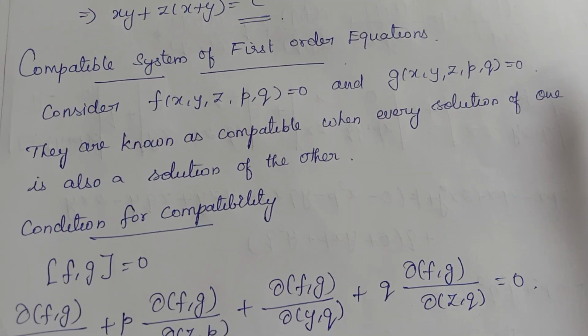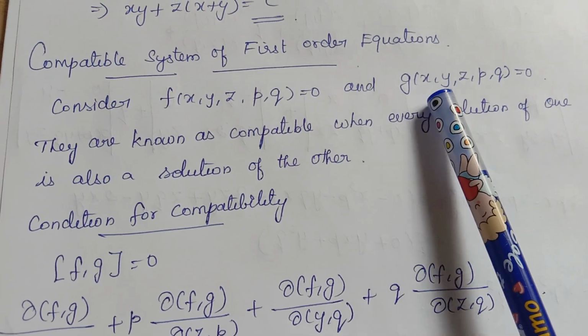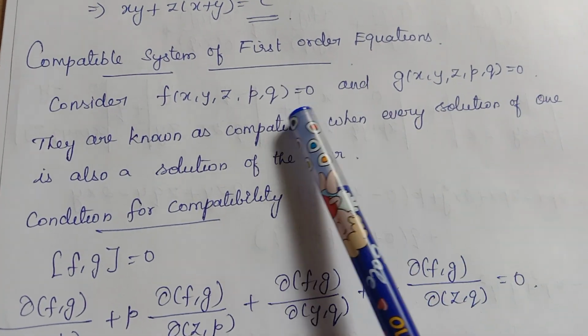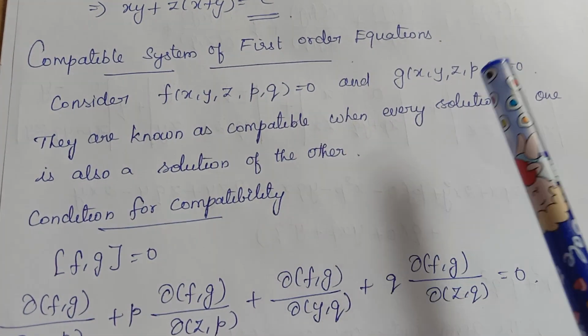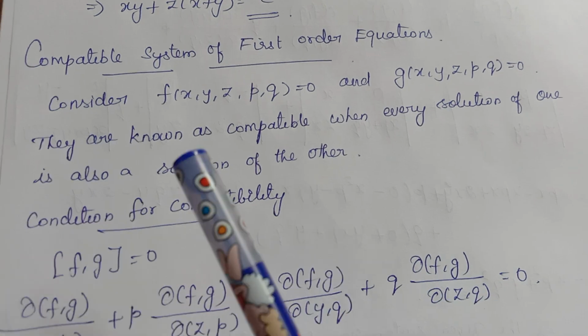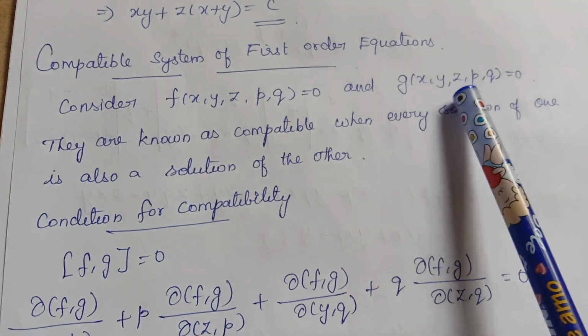You will be given two systems. One is f of x, y, z, p, q equal to 0. Another one is g of x, y, z, p, q equal to 0. Two first order equations will be given to you. You have to check whether they are compatible, and then find the solution. Compatible system means the solution of one system will be a solution of the other system also.